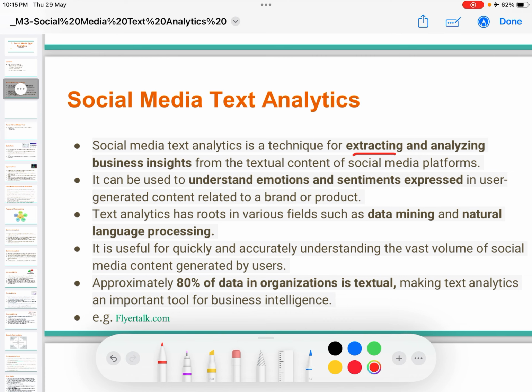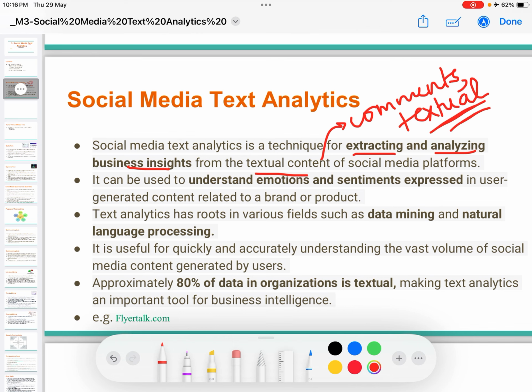So to extract and analyze the business insights from the textual content, that means from the comments, which are textual contents, or the typed content. It can be used to understand emotions and sentiments expressed in user generated content related to a brand or a product, whether the emotions and sentiments are positive, negative or neutral.